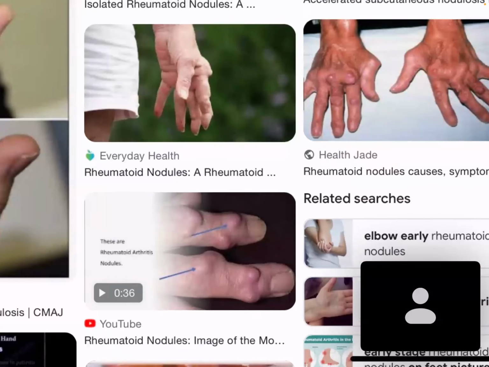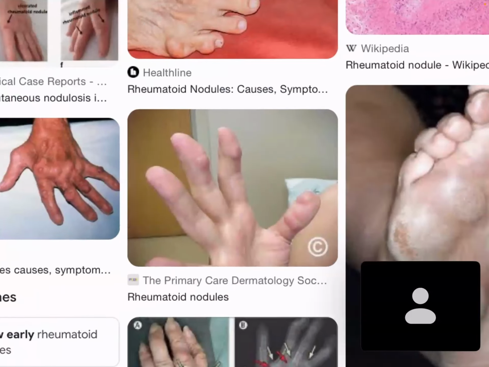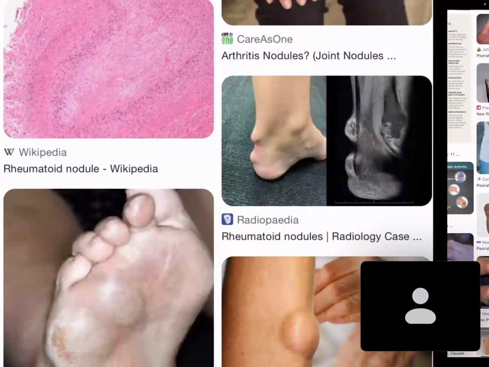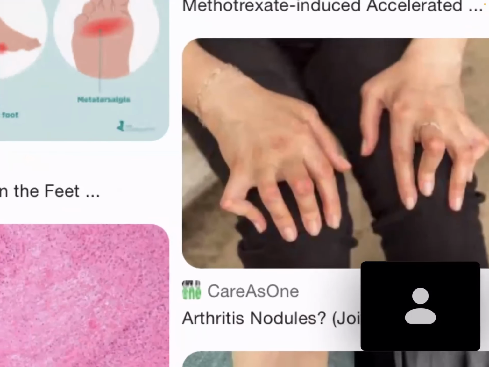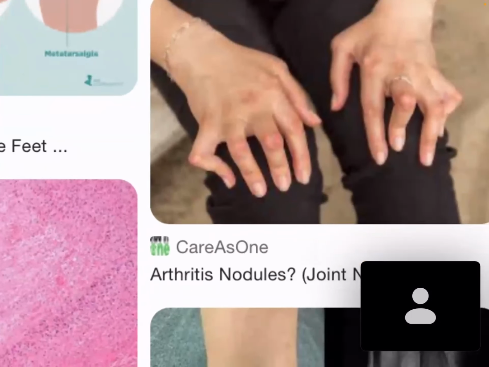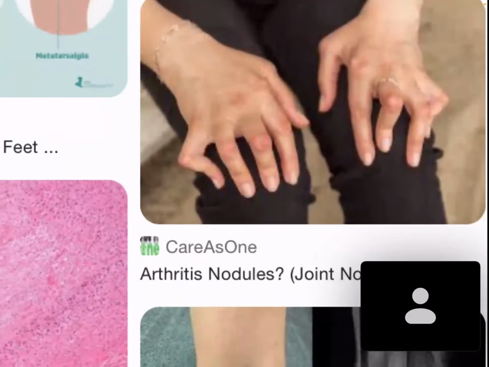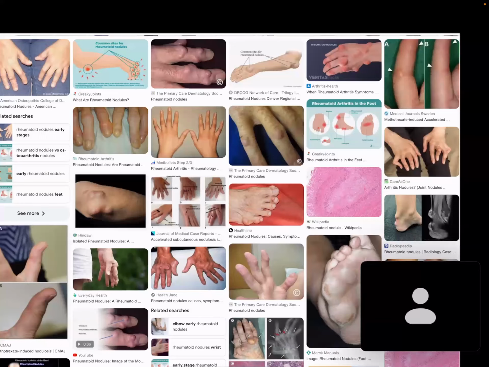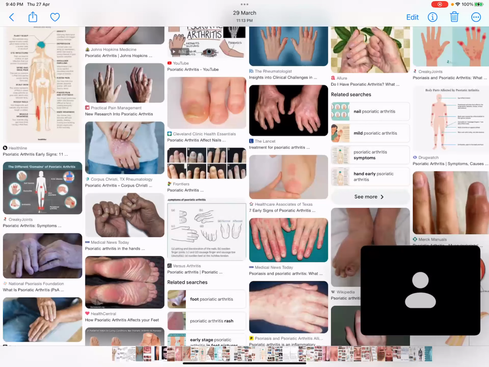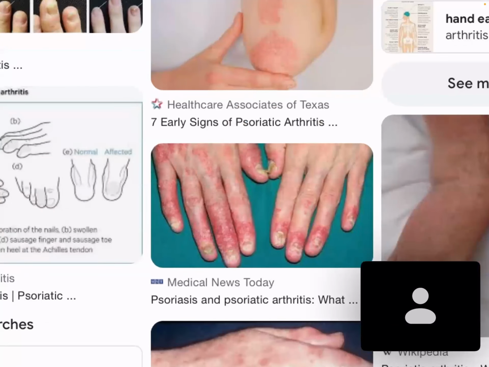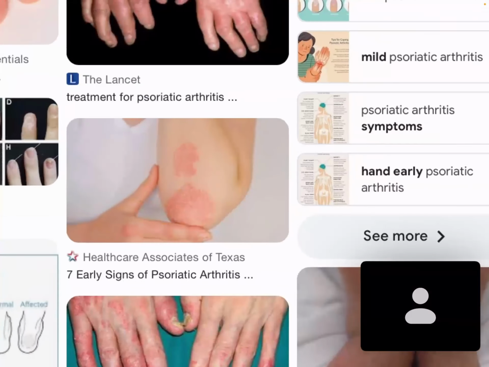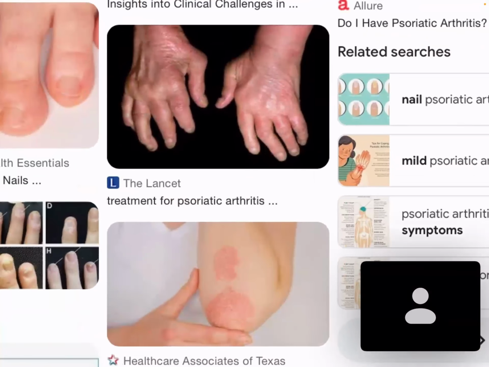Rheumatoid nodules. This is a spot diagnosis. This is psoriasis. So whenever you are examining the patient, look for this here.